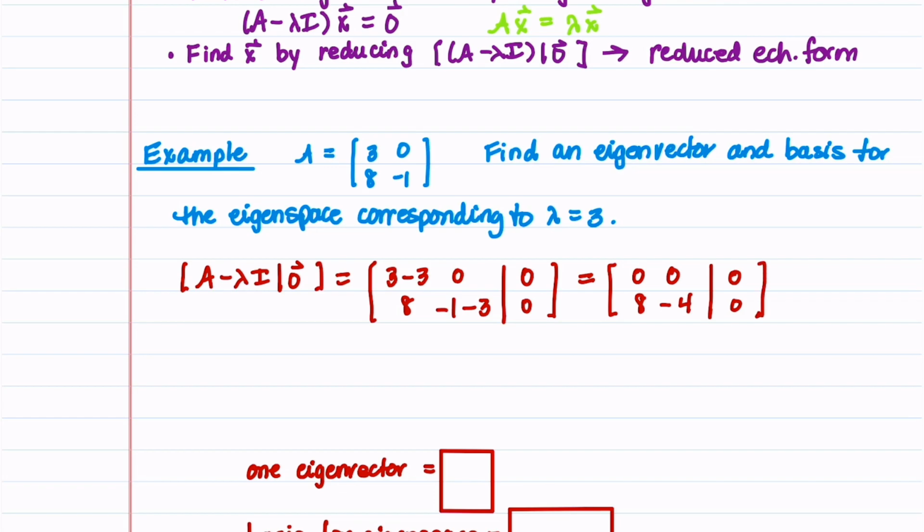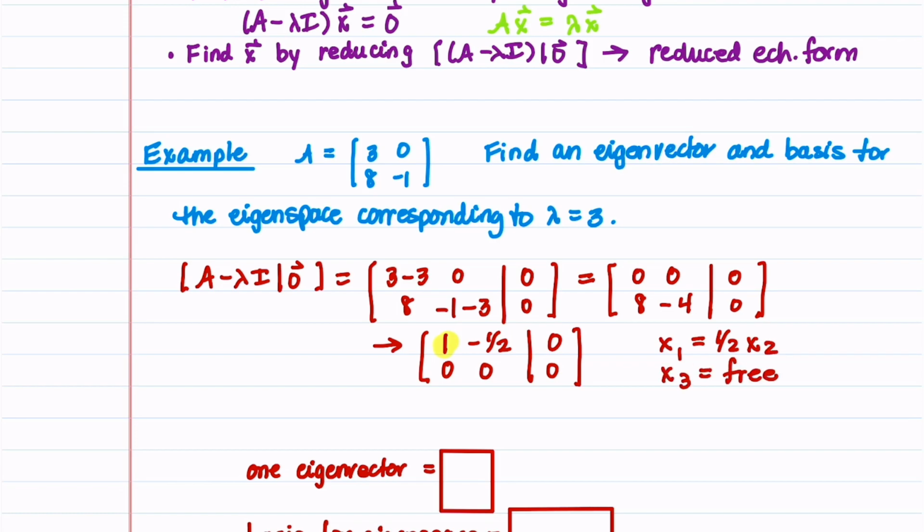Now we're going to reduce that to reduced echelon form. So we can do two things at once. Let's switch the rows and let's divide our bottom row by 8. So this is going to give us a 1, minus a half on top because we switched the rows, and our 0 row now goes to the bottom. We have one pivot, and that's going to enable us to solve for x1. So we say that x1 is equal to 1/2 x2, and x2 is our free variable.